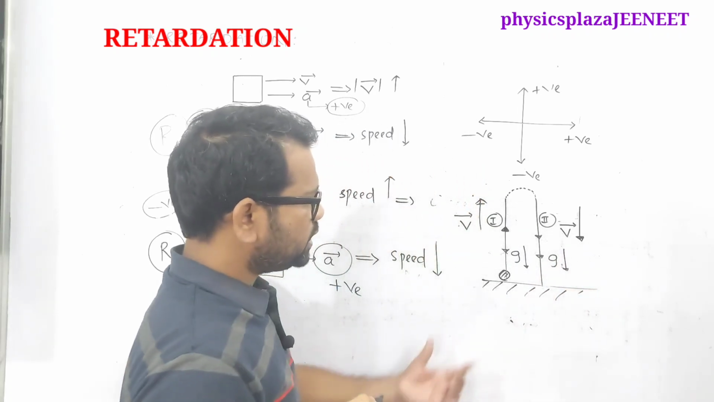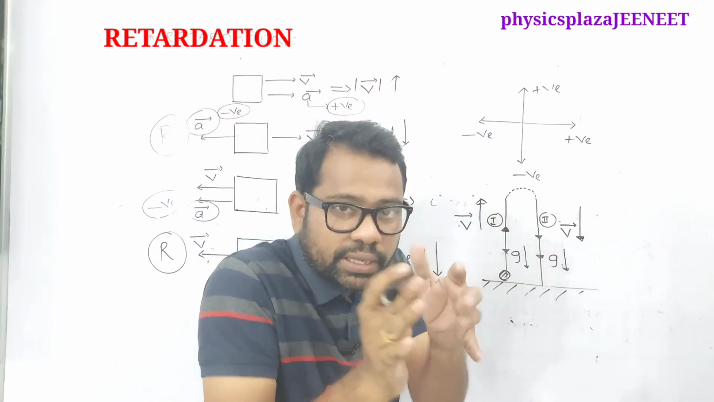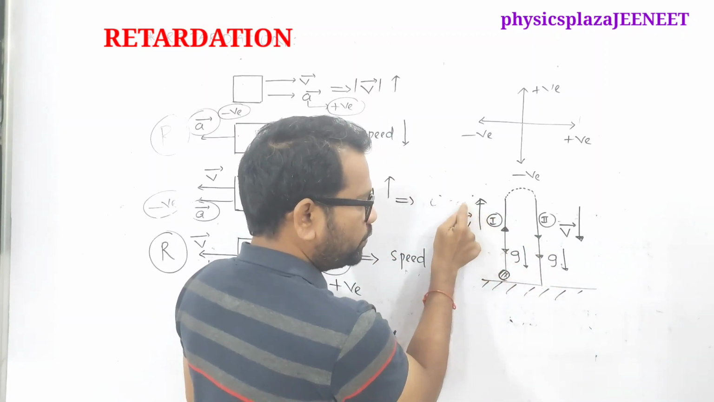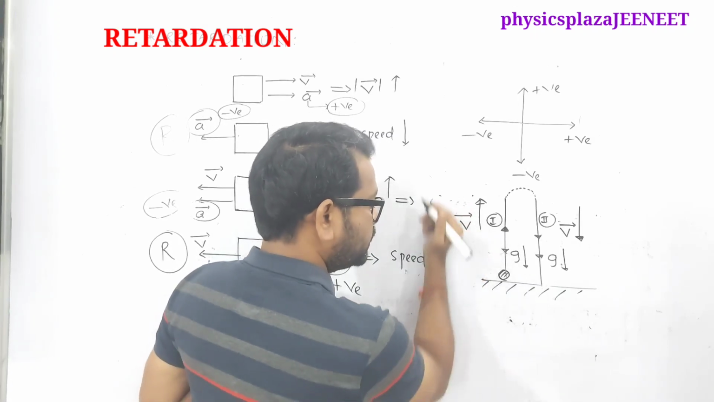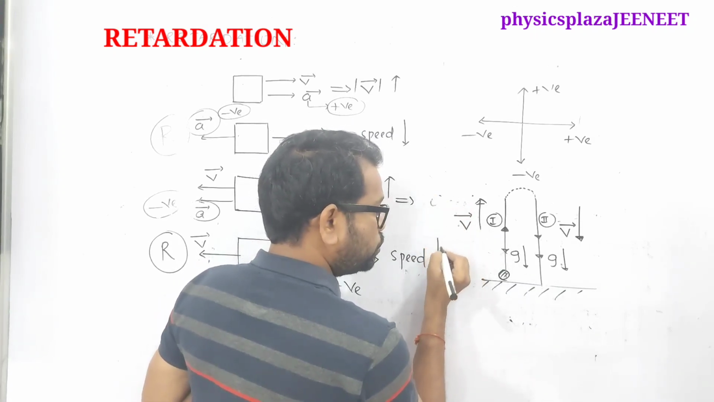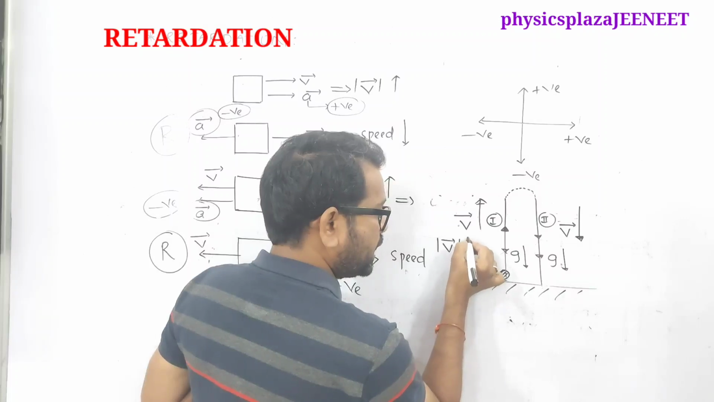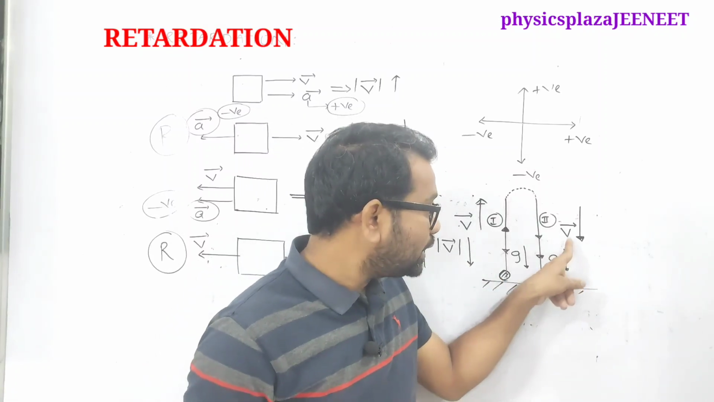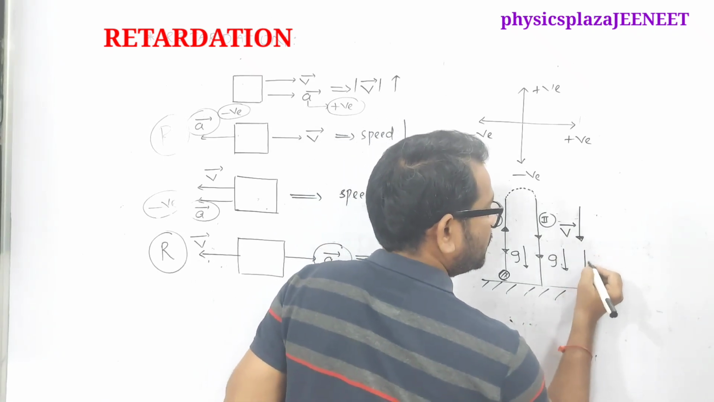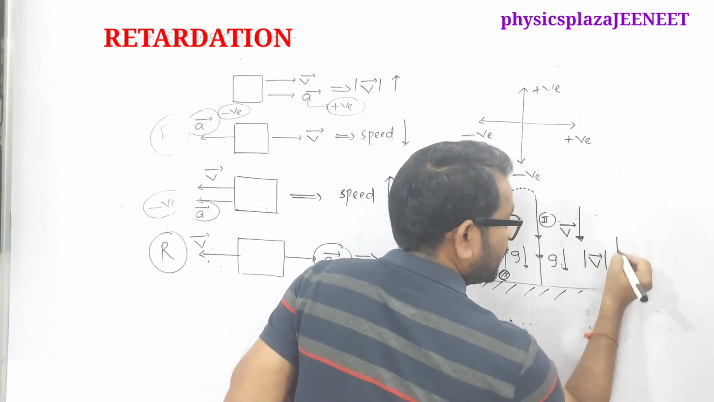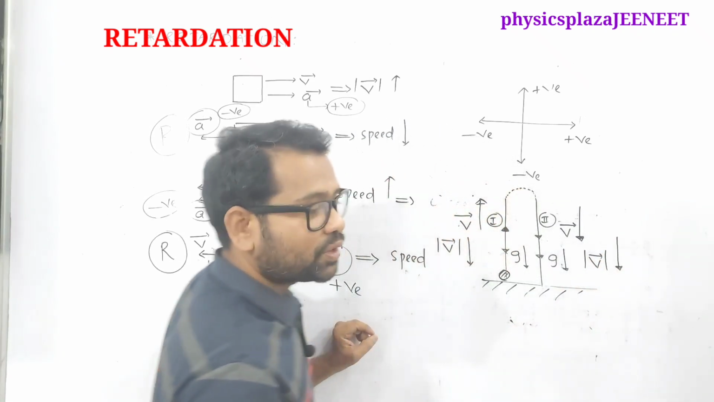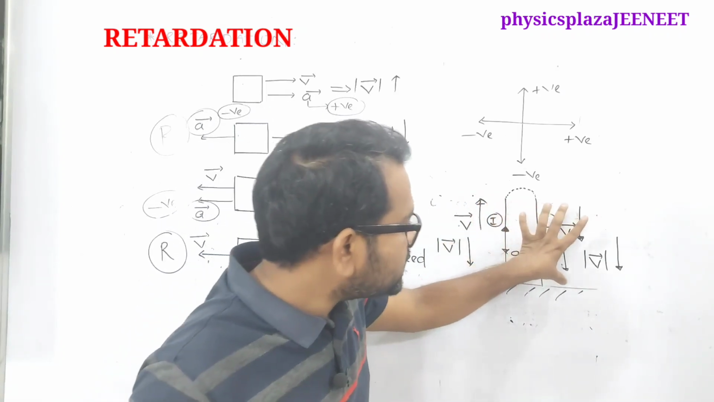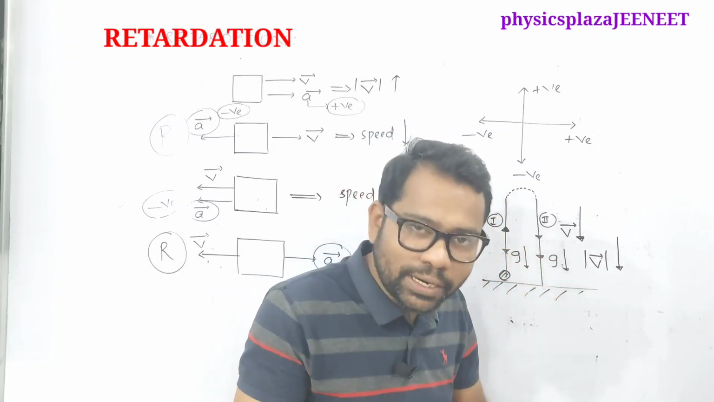So children, there seems to be a single example, but two cases are there. In the first case, acceleration is opposite to the direction of velocity. That's why the magnitude of the velocity keeps on decreasing. Whereas in the second case, the acceleration is in the direction of velocity, so the magnitude of the velocity keeps on increasing. In the first situation, the body is retarded. In the second situation, the body is accelerated.